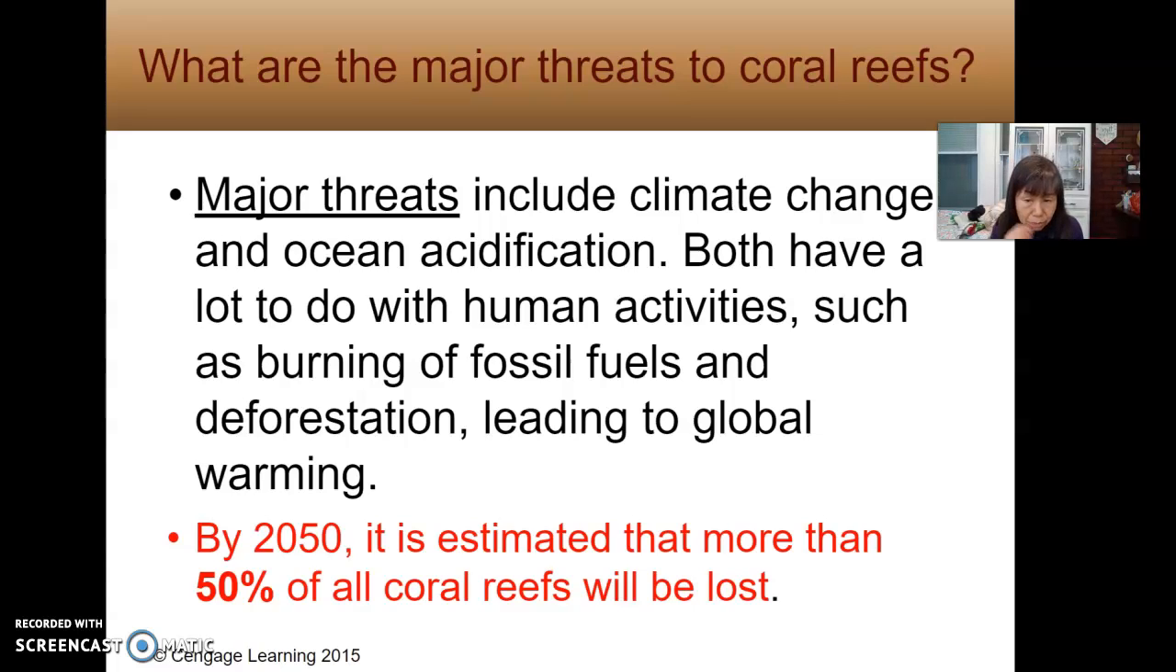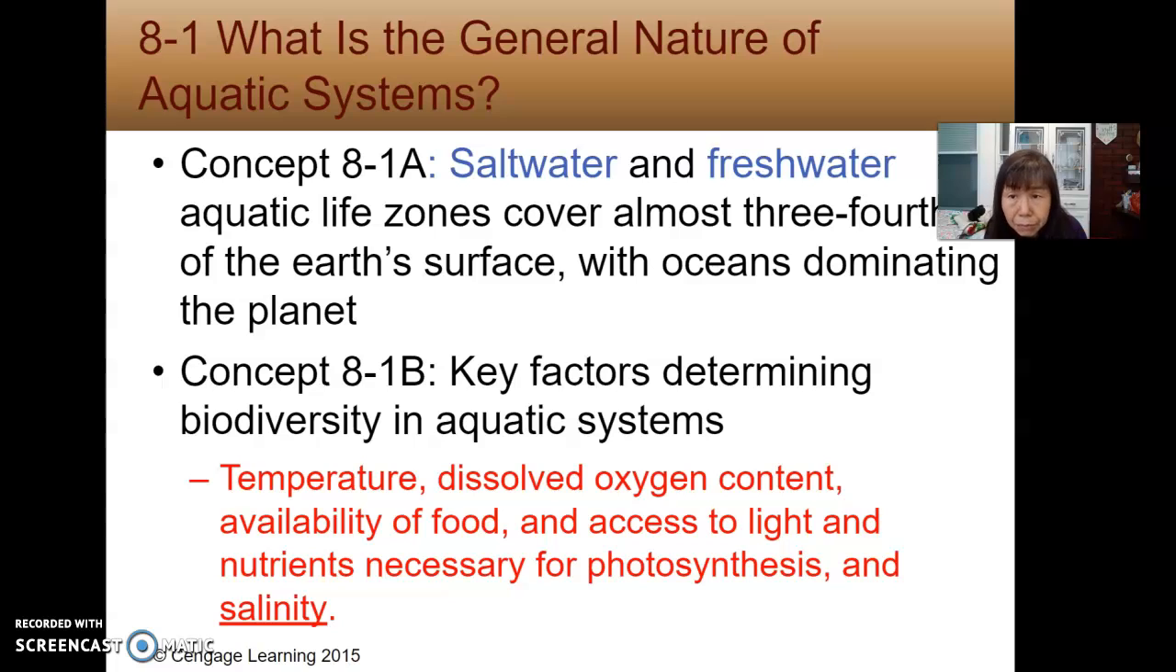So the sad news, and this number you need to remember, is by 2050, it is estimated that more than 50% of all coral reefs will be lost. That would be a big tragedy.